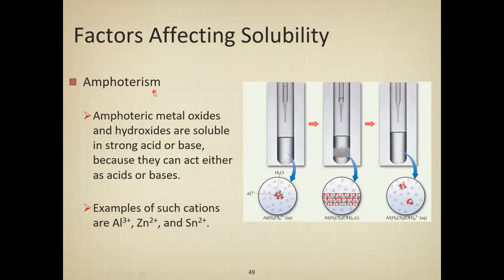And then amphoterism essentially just means it can act as an acid or a base. So what we're going to see with things like aluminum and zinc and tin, since they can do kind of either, they'll be soluble in strong acid or strong base, just because they can kind of go in either direction there.